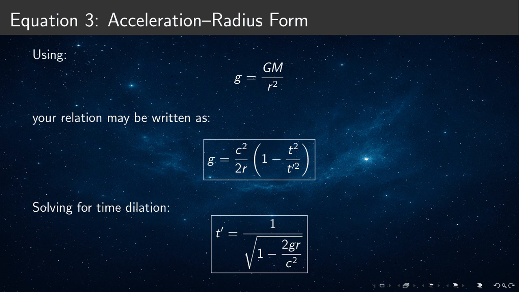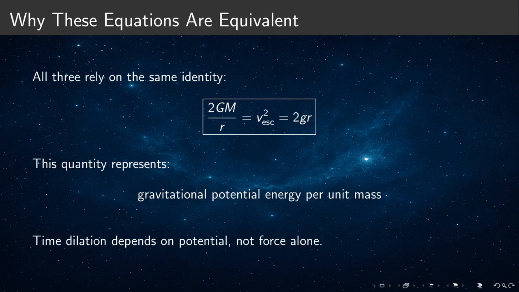Equation 3. Acceleration radius form. Using the relation between gravity, mass, and radius, the equation can also be written using acceleration. Solving for time shows the same result. 1 local second corresponds to a longer interval far away. Acceleration appears here because it encodes gravitational potential.